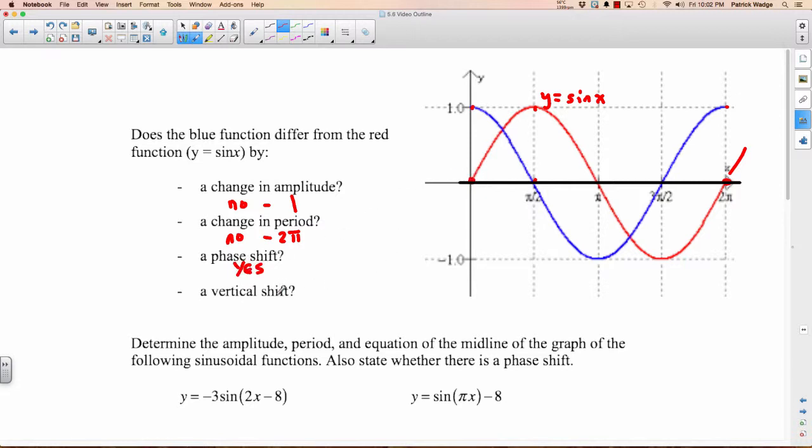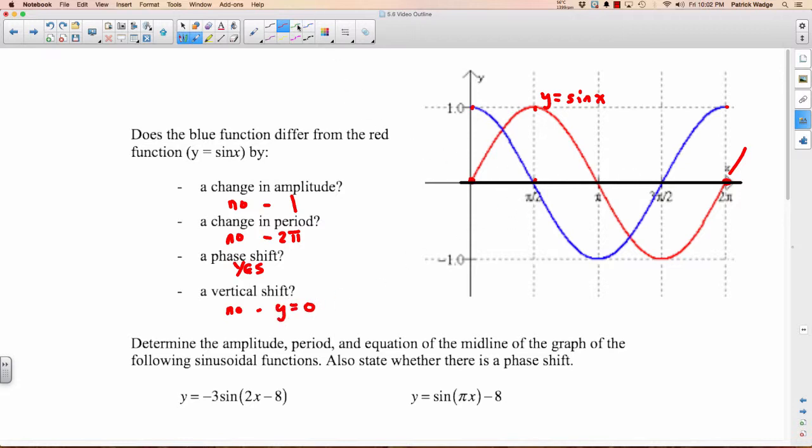Has there been a vertical shift? How do you figure that out? You take a look where the midline is. The midline in both of them is right here. So there must be no vertical shift. If there was a vertical shift, then the midline wouldn't be there. So no vertical shift. How come? Because the equation of the midline is at y equals 0.